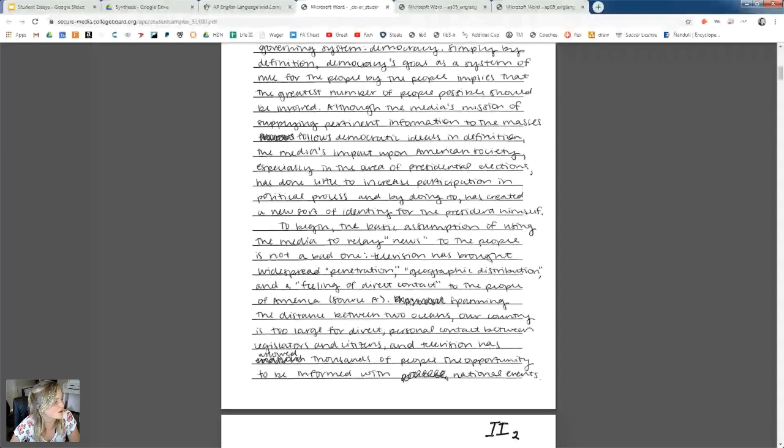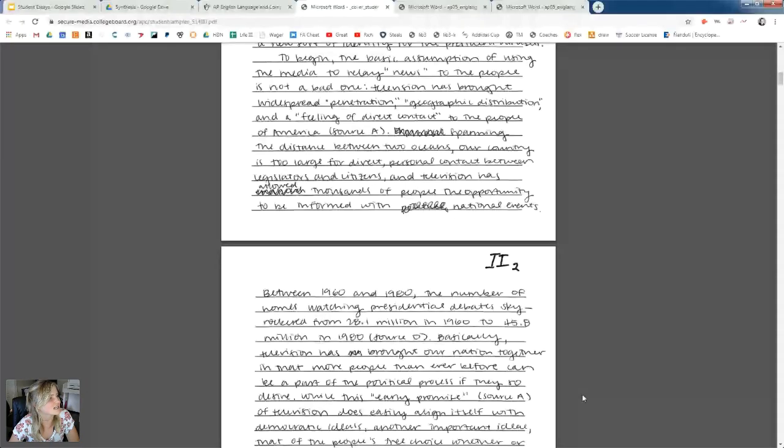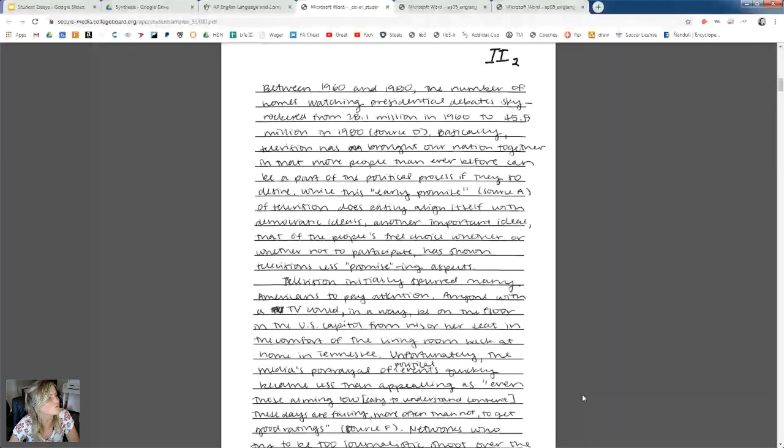Spanning the distance between two oceans, our country is too large for direct personal contact between legislators and citizens. And television has allowed thousands of people the opportunity to be informed with national events. Between 1960 and 1980, the number of homes watching presidential debates skyrocketed from 28.1 million in 1960 to 48.5 million in 1980, source D. Basically, television has brought our nation together in that more people than ever before can be a part of the political process if they so desire.